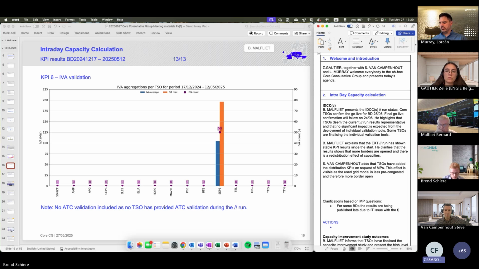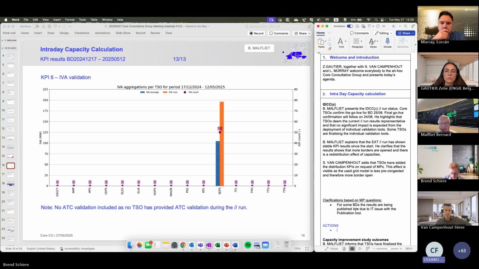Okay, so it's related to the publication tool. It would be good if this is solved for the operational go-live, because we rely a lot on the JAO API to retrieve the data that you publish. Okay.